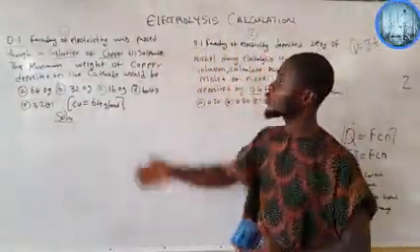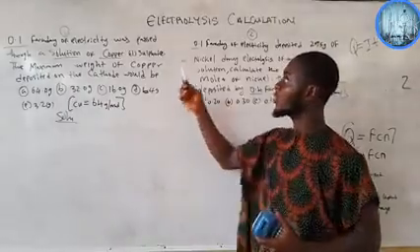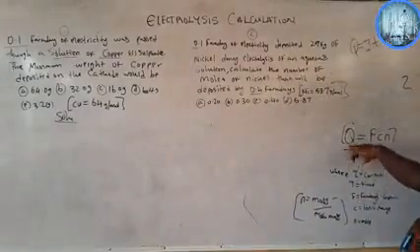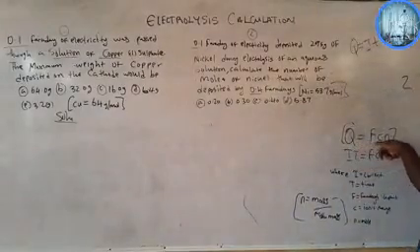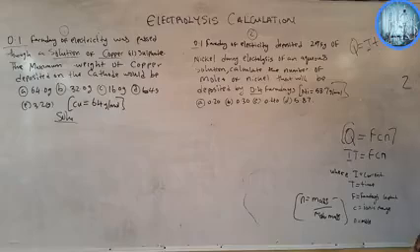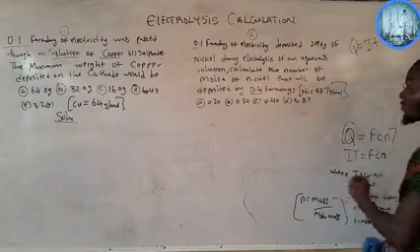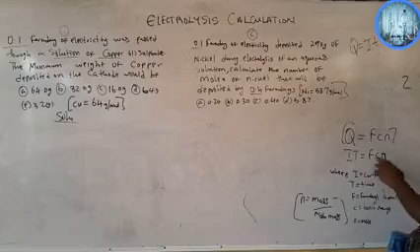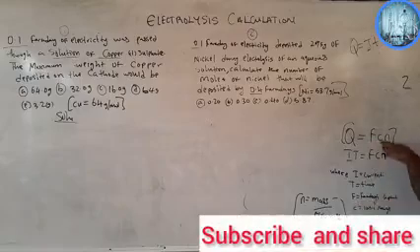For us to handle any question involving electrolysis calculations, you can use this simple formula. Q, which is quantity of electricity, equals FCN. Q stands for the quantity of electricity passed through the electrolyte, which I explained in our previous video. F stands for Faraday's constant.